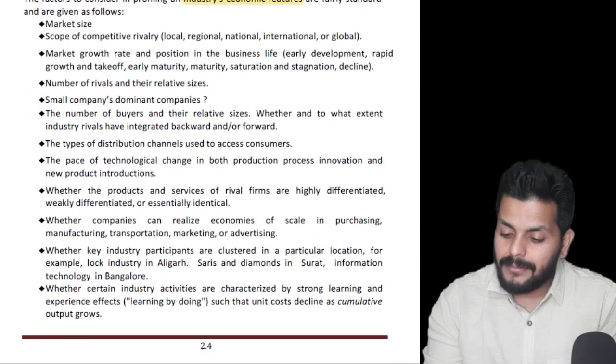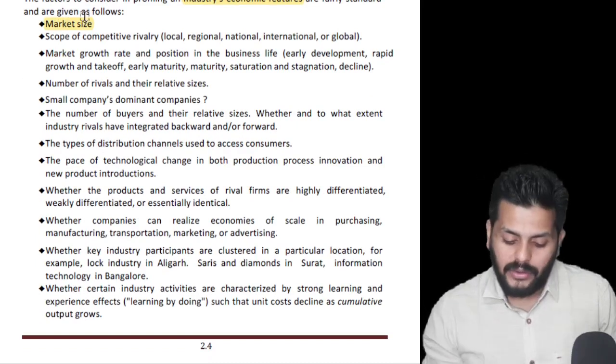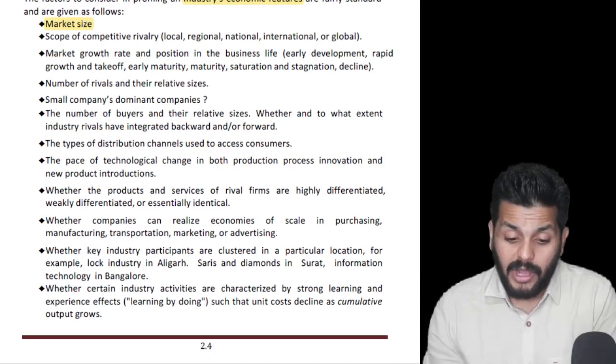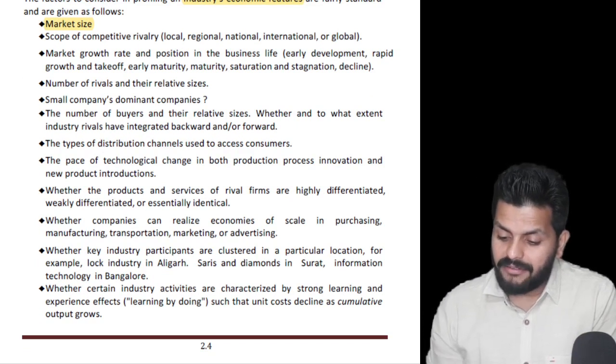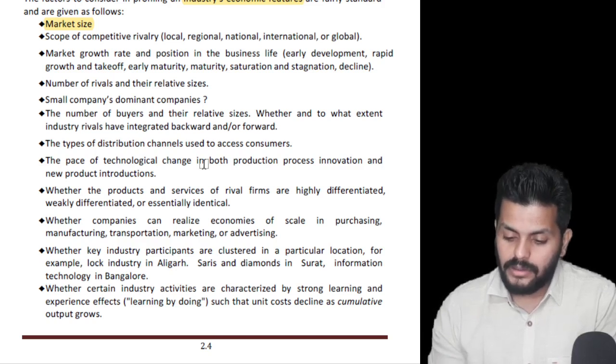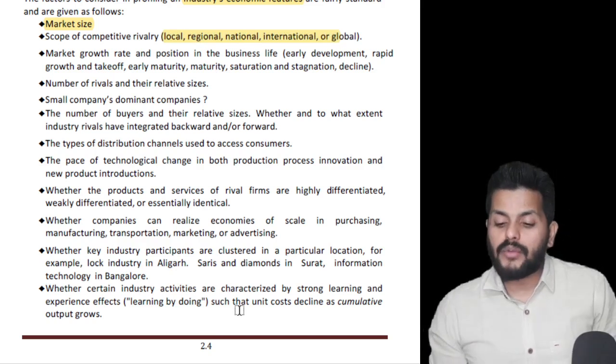Market size, one of the biggest factors. How are you fighting it out? Are you in a big market or a small market? Then, scope of competitive rivalry. Are you going to fight with people in the local, regional, national, international, or global market? Who are you fighting it out with?